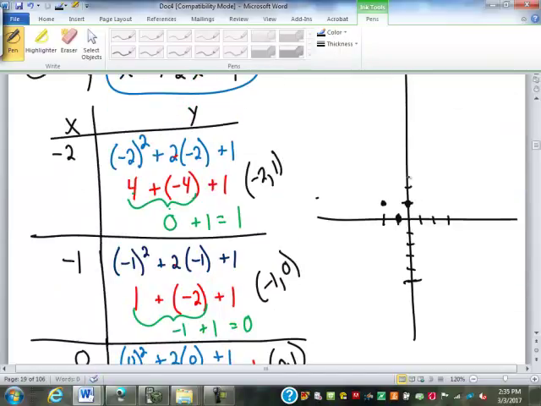So here's x is 1. 1, 2, 3, 4. Y is 4. Is right there. That's out of there.